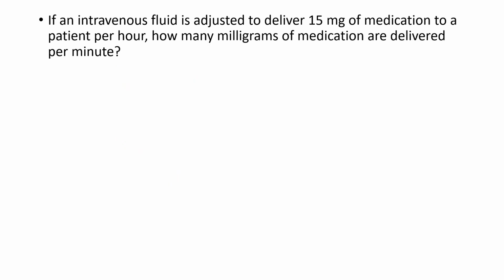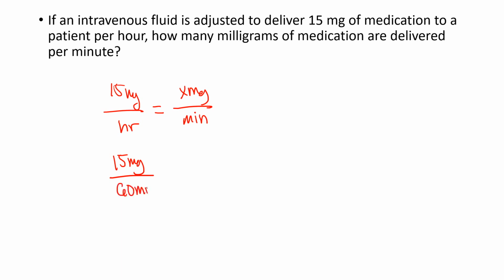So an intravenous fluid is adjusted to deliver 15 milligrams of medication to a patient per hour. How many milligrams of medication are delivered per minute? So 15 milligrams per hour. How many are delivered per minute? Okay, so 15 milligrams is 1 hour or 60 minutes. We can already just divide this, and you will get 0.25 milligrams per minute.